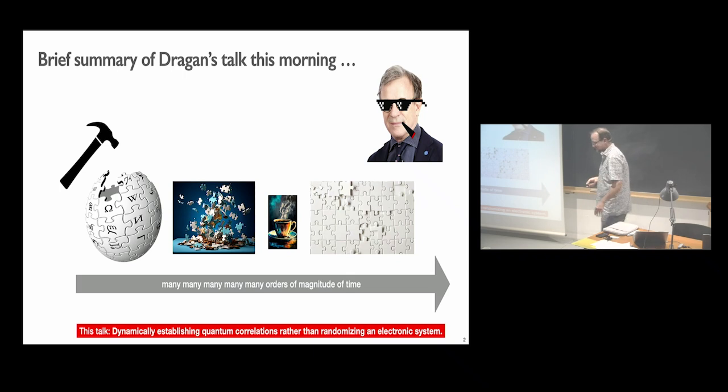And okay, I would like to make a contrast in the second lecture of today. I will talk instead about very different timescales, more about the coherent dynamics and the hybrid state between light and matter in a material. The focus is on dynamically establishing quantum correlations rather than randomizing an electronic system. So this is interesting in its own right, and it's very useful and very exciting and creates a lot of puzzles, as we saw. But my talk will be on a different subject.